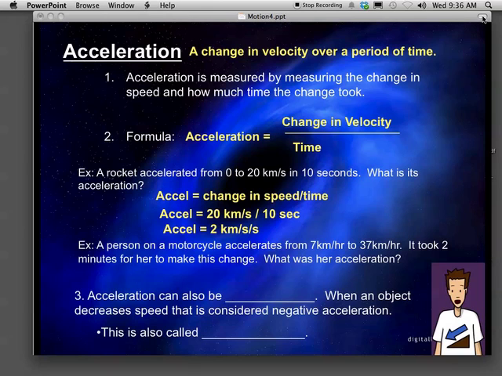Every second, it's increasing 2 kilometers per second. What would 2 kilometers per second per second be? Okay, how can it increase 2 kilometers per second per second?